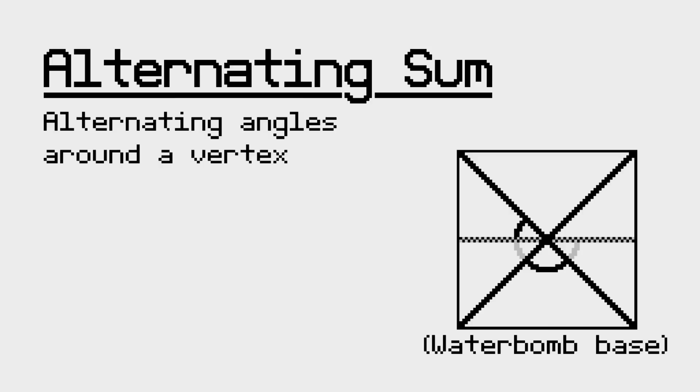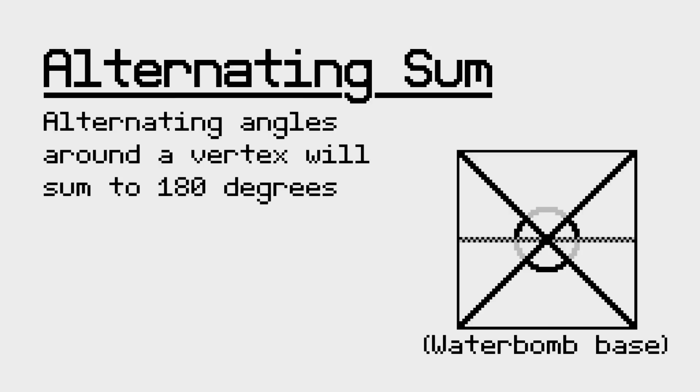The next law is the alternating sum law. This law states that if we take alternating angles around a vertex, they will sum to 180 degrees. Let's look at a couple examples on the crane crease pattern. In the center, we have 90, skip, 45, skip, 45, and skip. This sums to 180. In this spot, we have angles of 77.5 and 102.5, which also sums to 180.